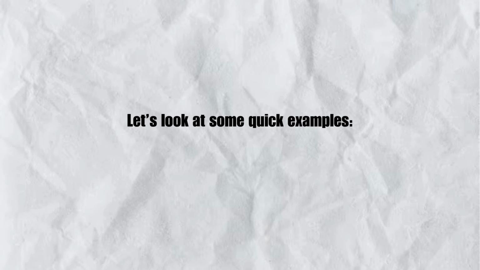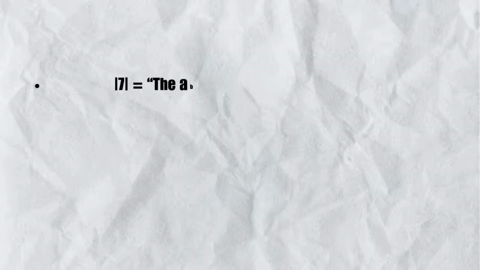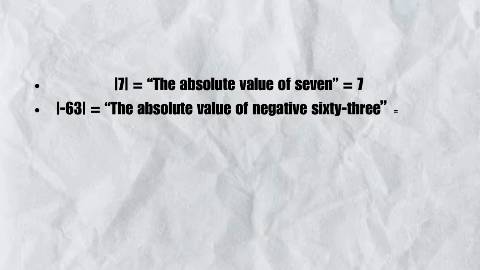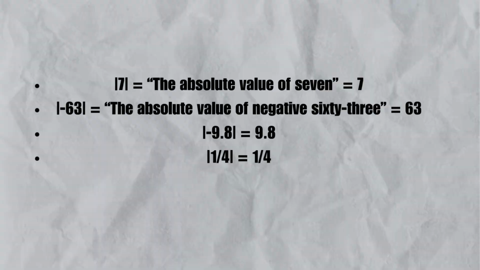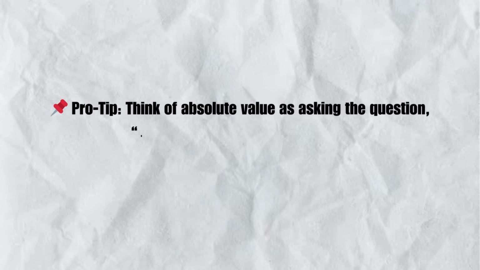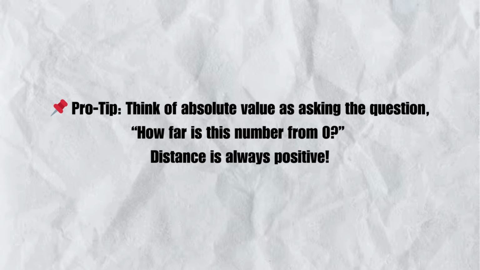Let's look at some quick examples. The absolute value of 7 equals 7. The absolute value of negative 63 equals 63. The absolute value of negative 9.8 is 9.8. And last but not least, the absolute value of 1 over 4 equals 1 over 4. Pro tip, think of absolute value as asking the question, how far is this number from 0? The distance is always positive.